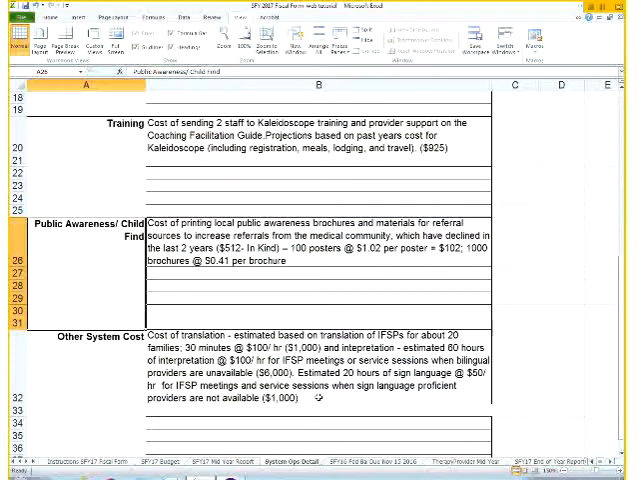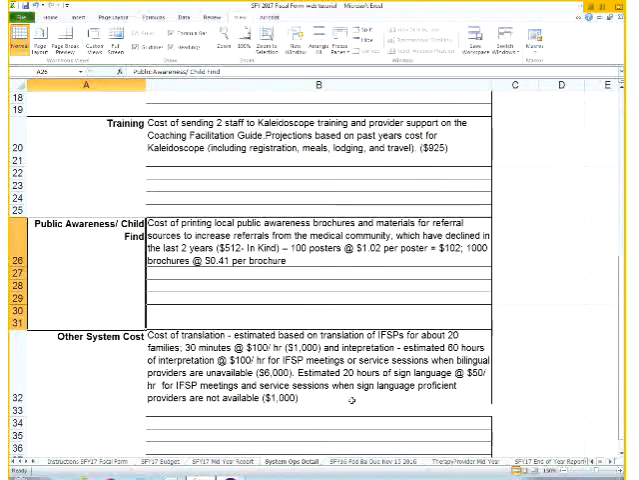And finally, we come to other system costs. And as I mentioned before, other system costs reflect costs that are not covered in the other 5 systems operation categories. And here we have reflected the cost of translation. And as you see, this is broken down again into the estimated number of IFSPs that we will need translated and the cost, the estimated amount of interpretation the system will need and the cost, and the estimated time of sign language interpretation the system will need, and broken down by cost.